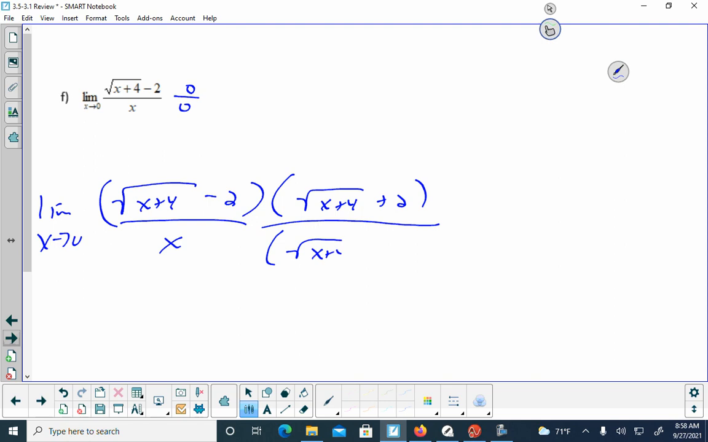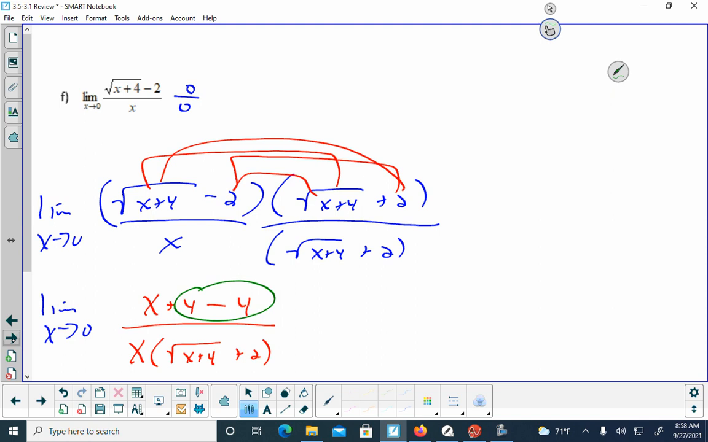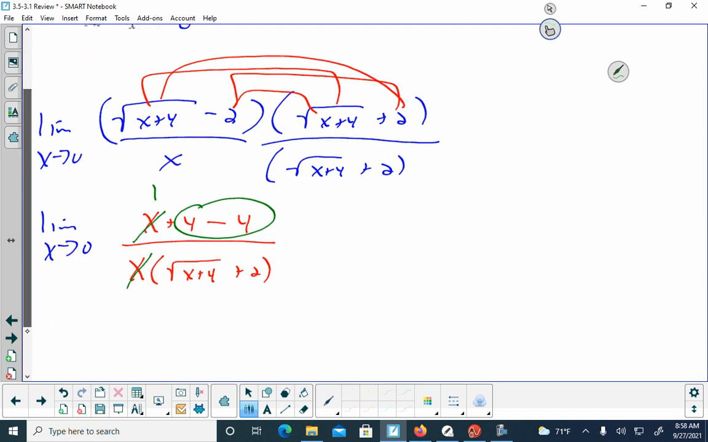And I have to multiply both the numerator and the denominator by the same thing, since I'm not changing my fraction. Now here, when I take the square root of x plus 4 times the square root of x plus 4, that'll just be x plus 4. Then remember, my middle term will go away, and then -2 times +2 will be -4. And this is all over x times the square root of x plus 4 plus 2. Then the 4 and the -4 will equal 0. So I'd be left with just x, and then at that point I can simplify the x's.